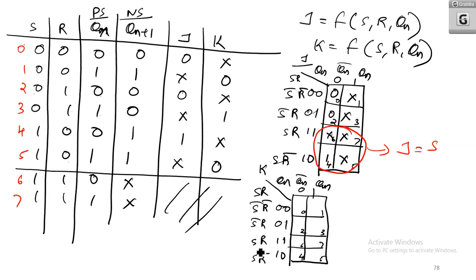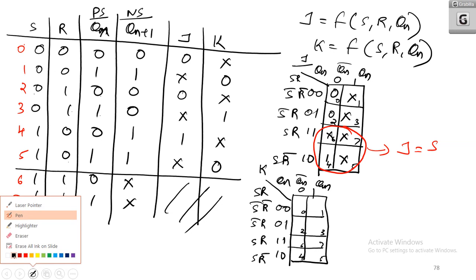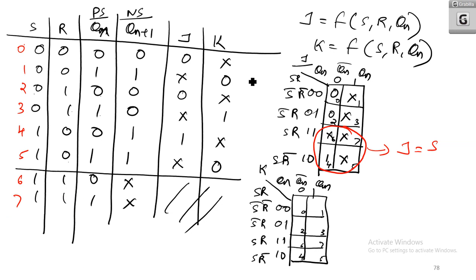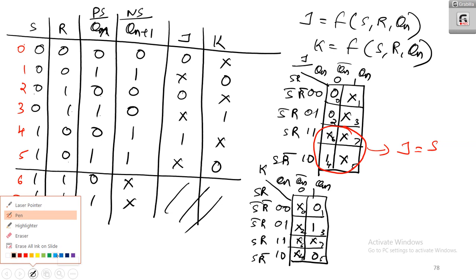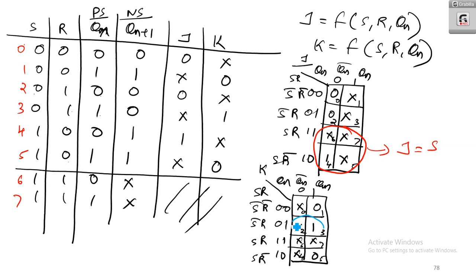Now coming into the values for 0, 1, 2, 3: it is don't care, 0, don't care, don't care, 0, don't care. 3 is 1. 4 is don't care. 5 is 0. 6 and 7 are don't care. Therefore we can take a quad here like this. So what is common? Only R is common. So K is equal to R.